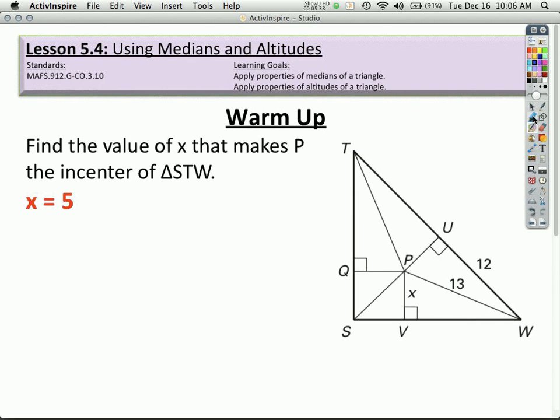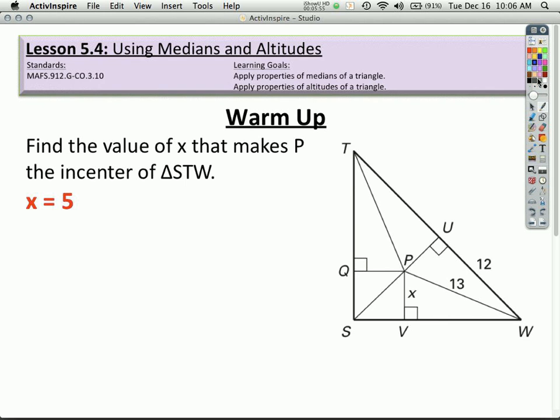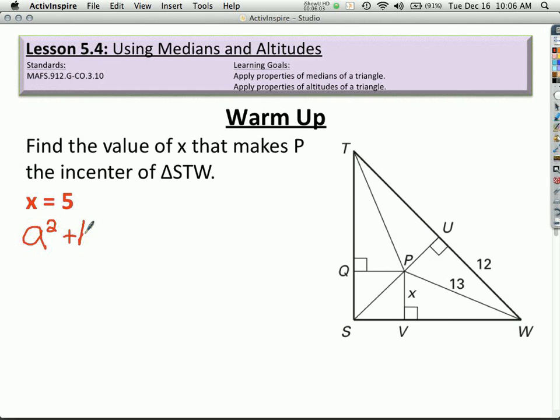But now I won't use the equity bars. Where are the brave students who can tell me why? Why is it 5? We'll start with Kamoy. Pythagorean theorem. Okay, the Pythagorean theorem says what? a squared plus b squared. Okay, so we've got a squared plus b squared equals c squared.